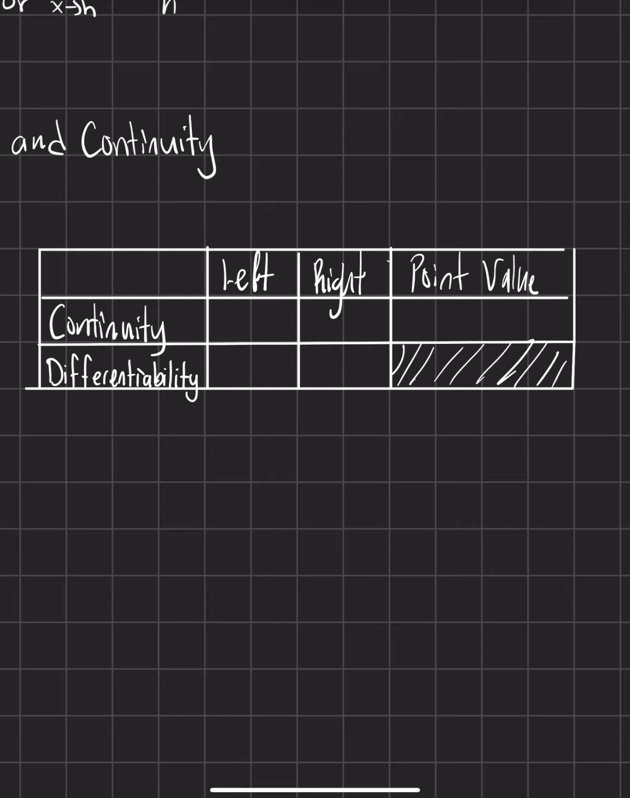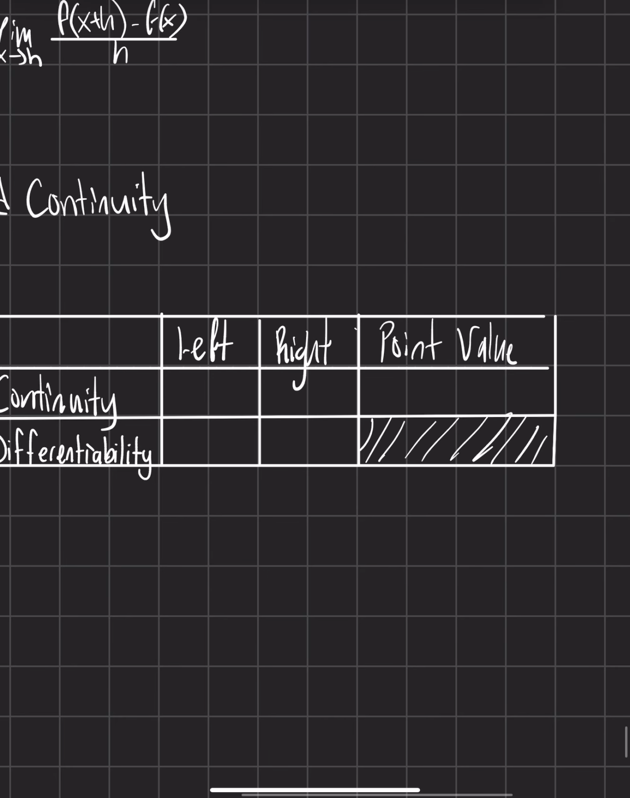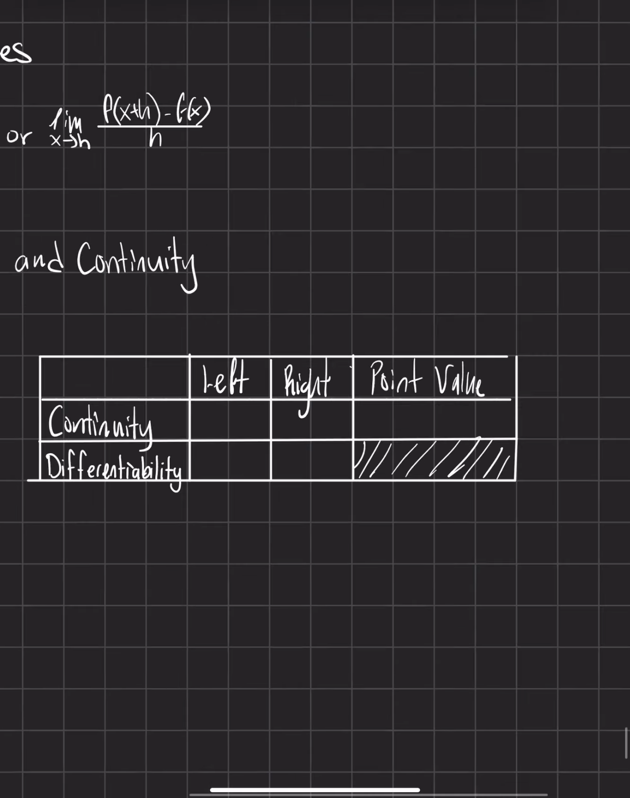So the key thing to remember with this little chart is that in order for a function to be differentiable, it must be continuous. But it doesn't go the other way around. It can't be differentiable but not continuous. And if you remember this chart, it goes over everything that you need to do to prove it.